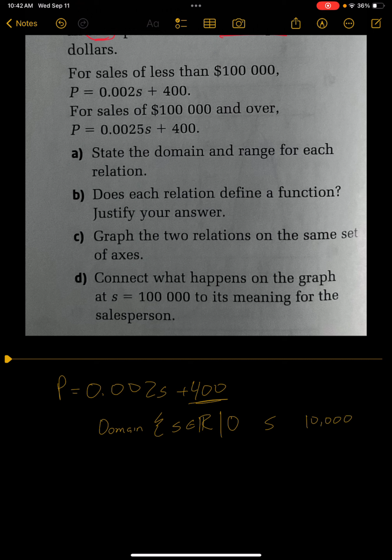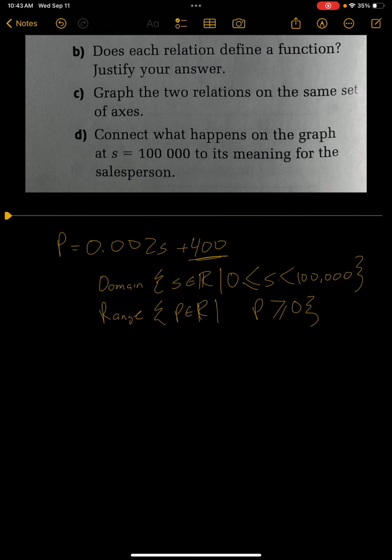So S is greater or equal to 0, and S is less than, not equal to, 100,000. And of course, the range of this function is P is an element of real numbers such that P is greater or equal to 0. And that's the range of this function.